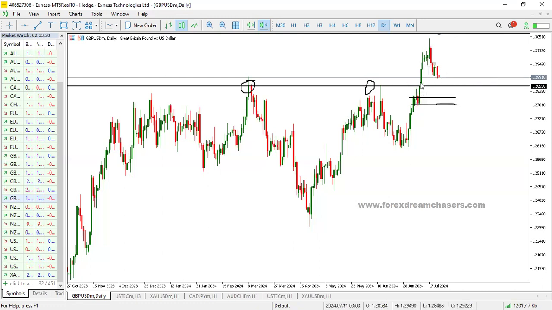Now, what is it you have to do? You go down, you wait for whatever strategy or pattern that you are trading in the market. Then you're going to be good to go. Let's go to 12 hours.